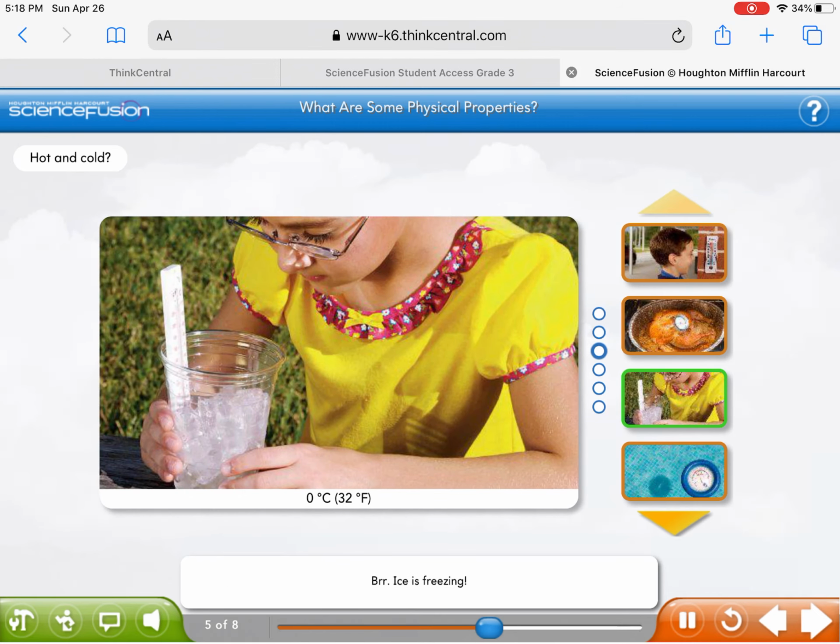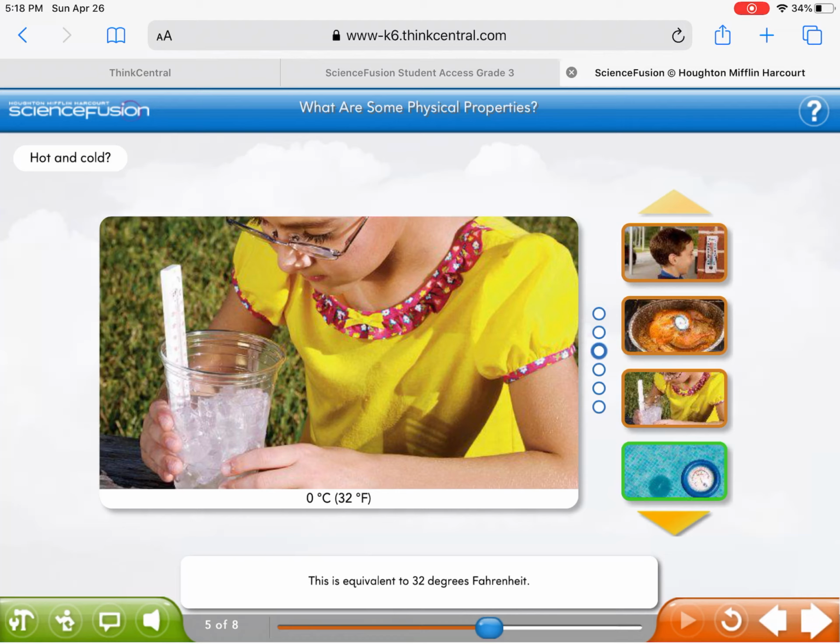Brr, ice is freezing. 0 degrees Celsius to be exact. This is equivalent to 32 degrees Fahrenheit. So in America, we use Fahrenheit to measure how hot or cold something is, and pretty much everywhere else in the world uses Celsius. So you can use both to tell the temperature.